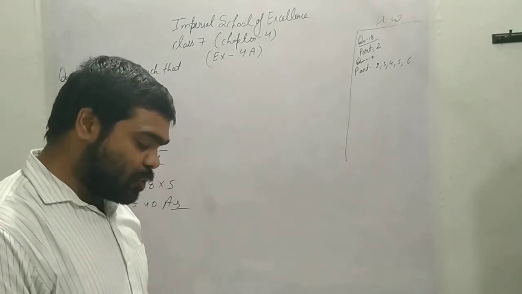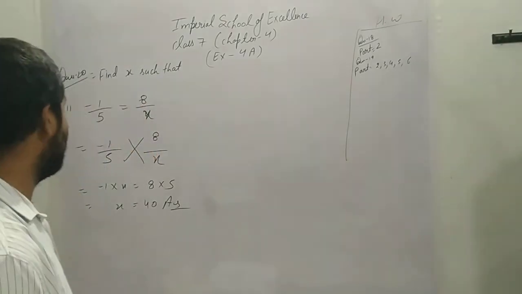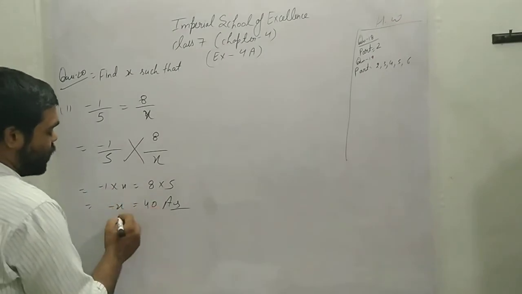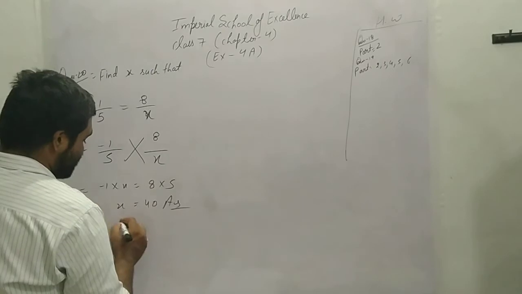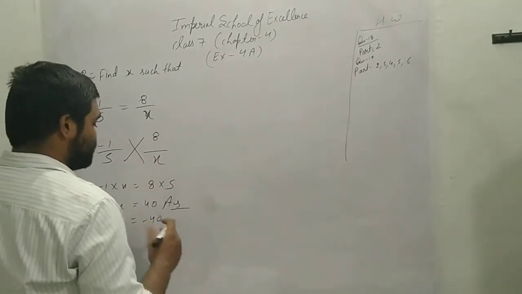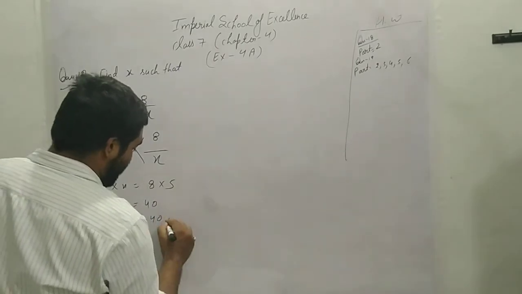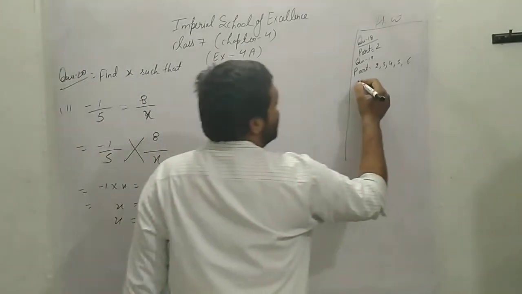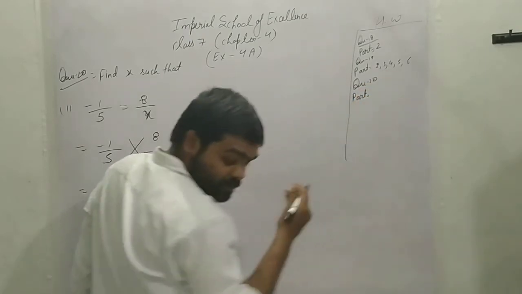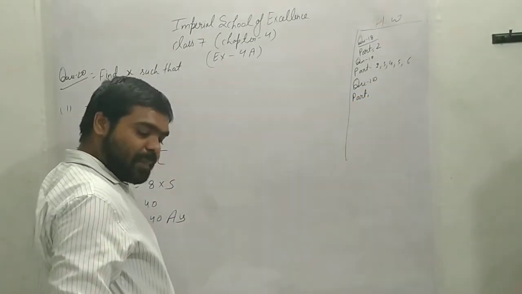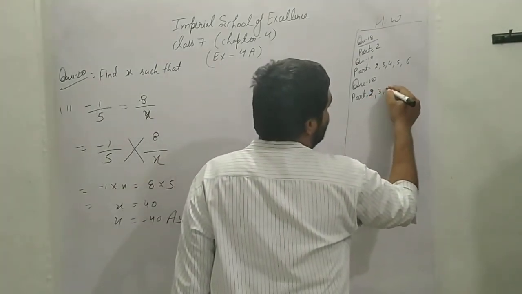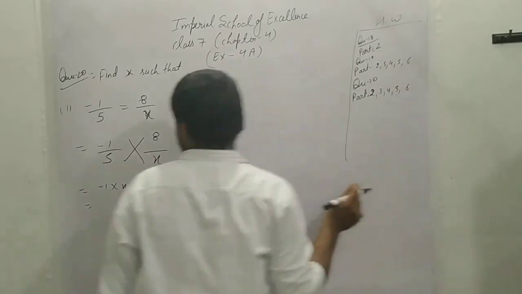All parts you have to do in your copy. But -1 multiplied by x would be minus x equals to 40. So x equals to, the sign will be replaced, x equals to minus 40 would be your answer. It is your answer, minus 40. Question number 20 parts 2nd, 3rd, 4th, 5th and 6th are your homework.